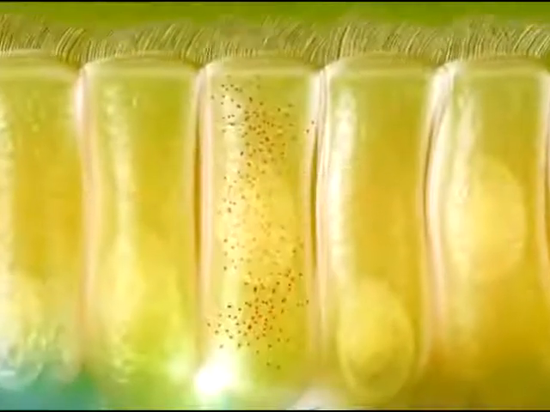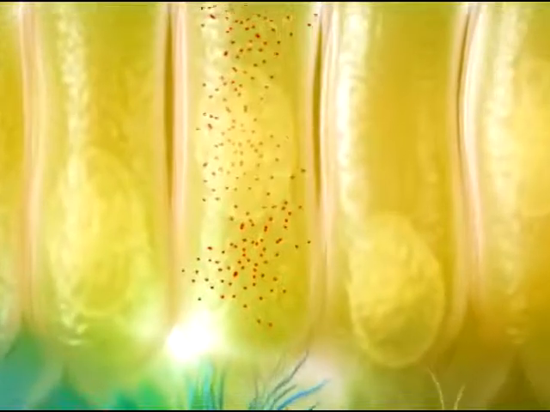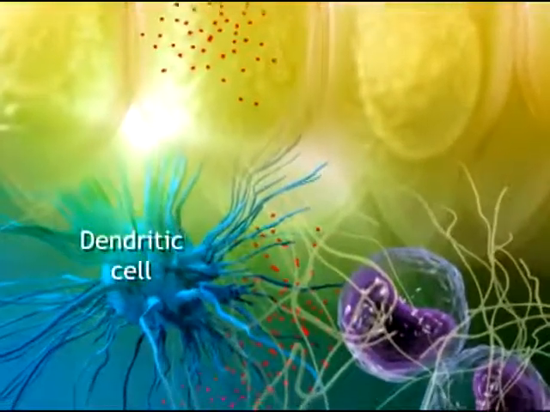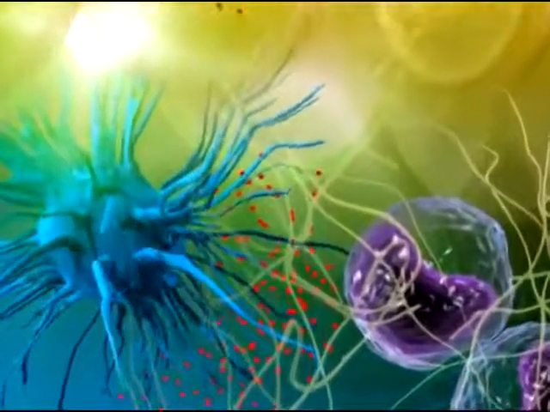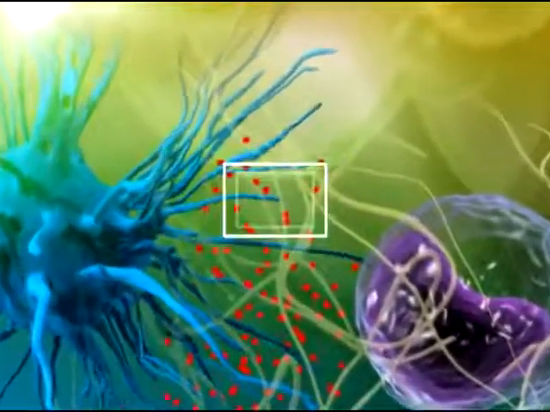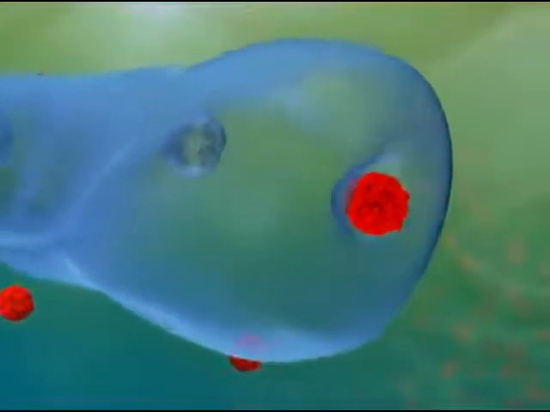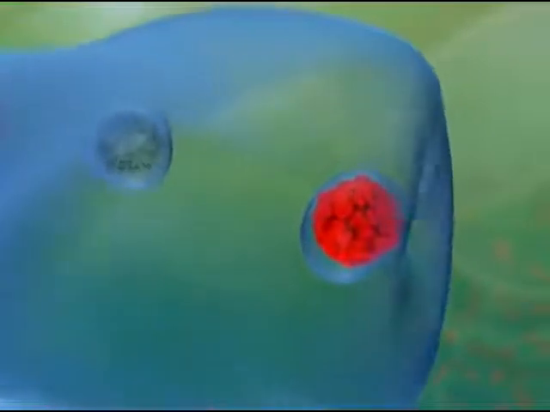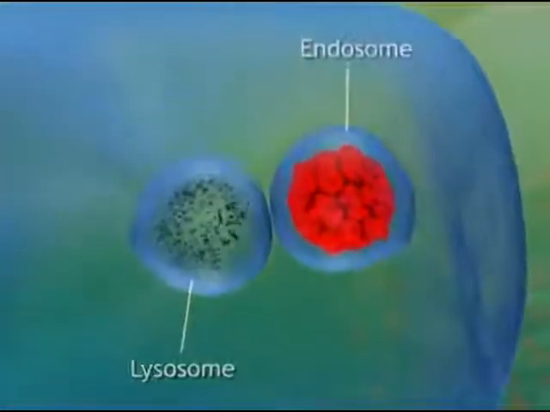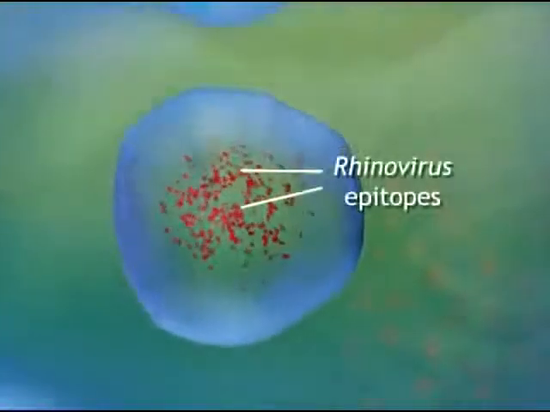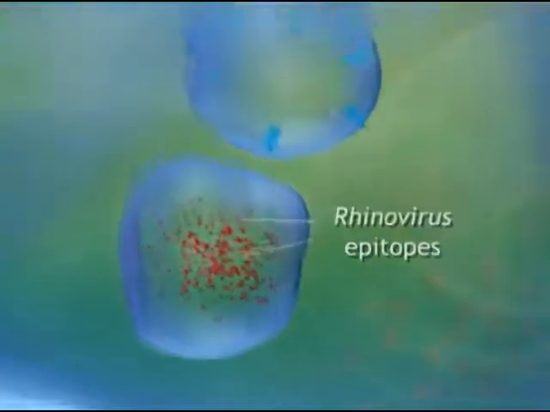In the tissue fluids, cells of the second line of innate defense, such as this dendritic cell, carry out surveillance for anything that appears foreign. Dendritic cells engulf the rhinovirus within an endosome. The endosome fuses with a lysosome, whose enzymes digest the rhinovirus. The resulting rhinovirus fragments are called epitopes.